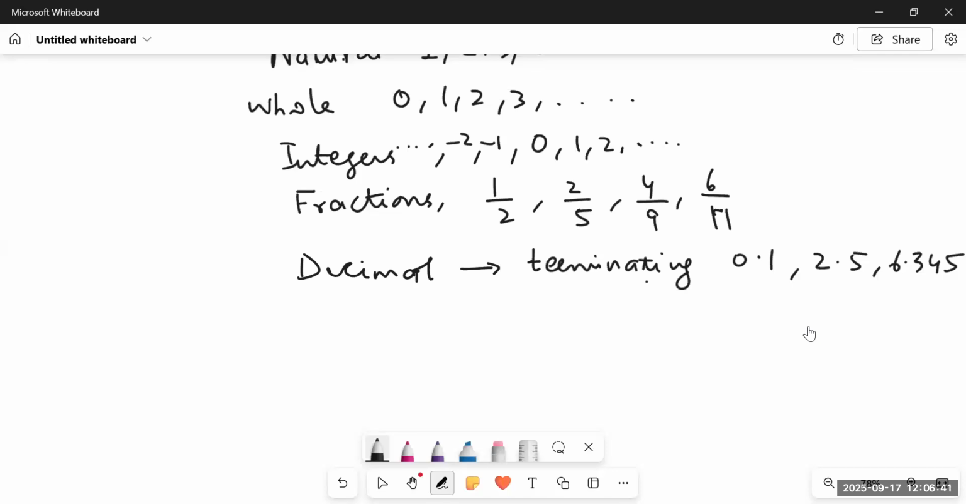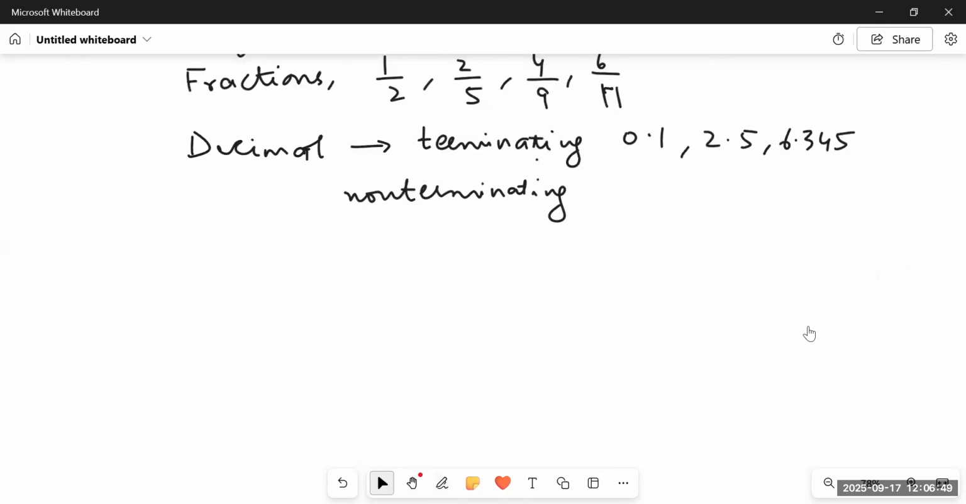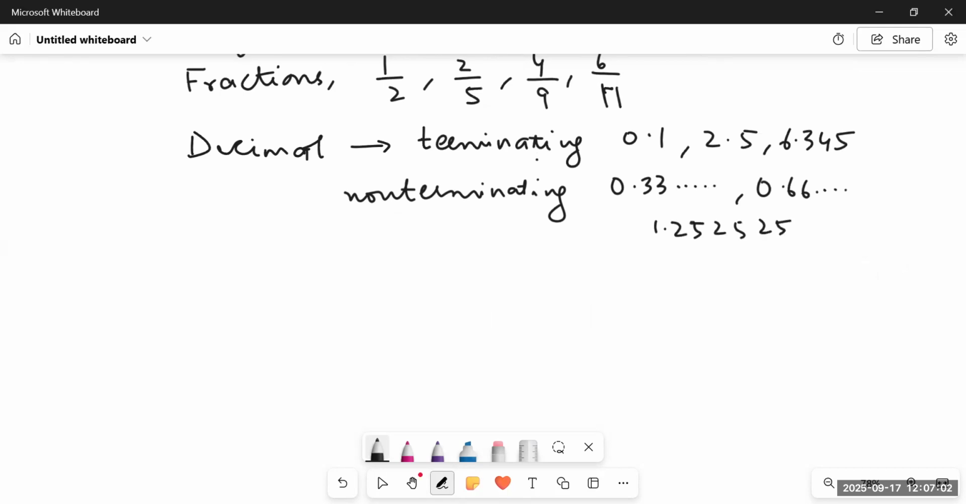Or we have non-terminating decimals that do not terminate at any point, and there are two categories in this one. Non-terminating decimals are the ones that keep on going, like 0.33333, 0.666666, 1.252525, and so on. These types of decimals are called non-terminating, that do not stop at any point. Similarly, 16.243716015, and so on. These are all examples of non-terminating decimals.